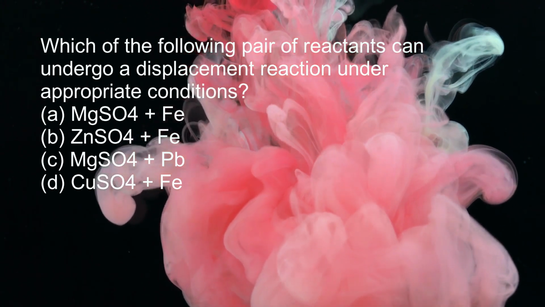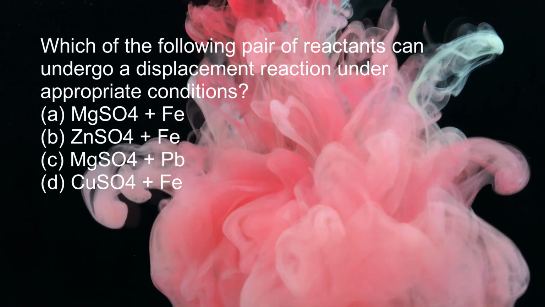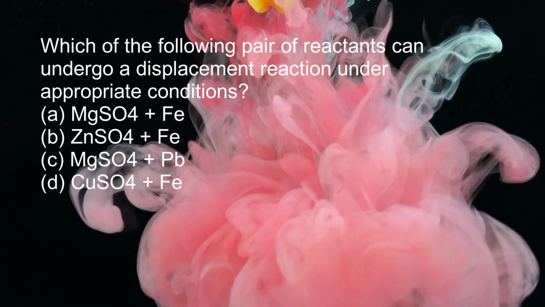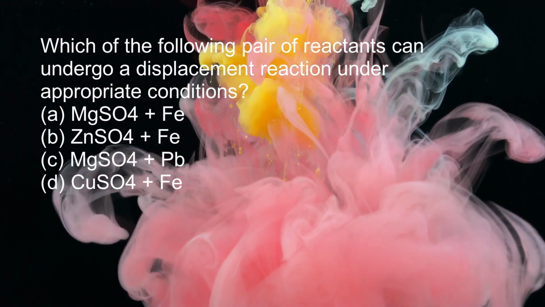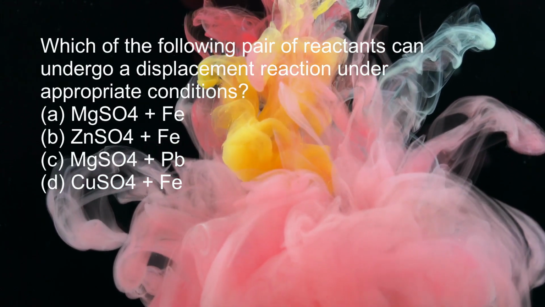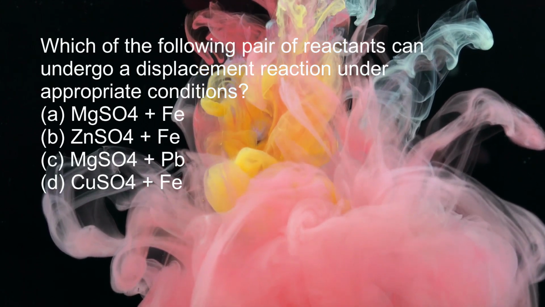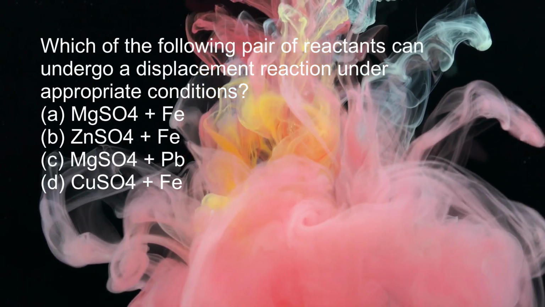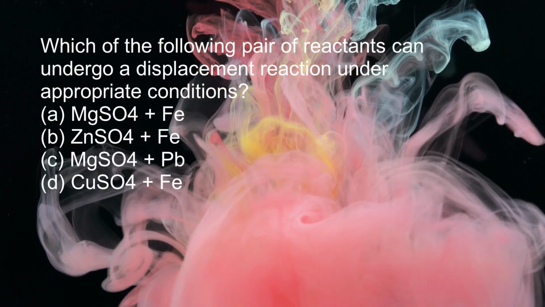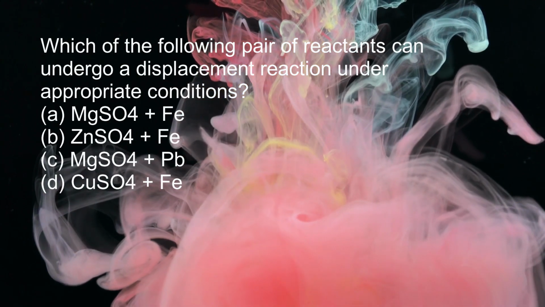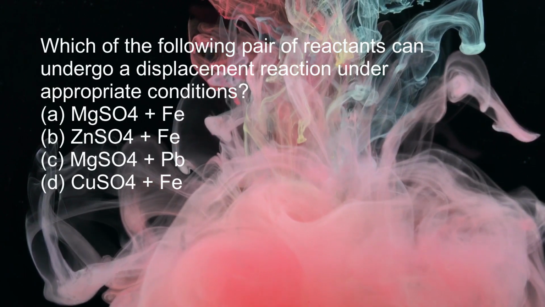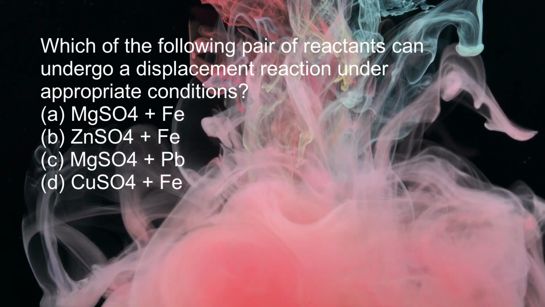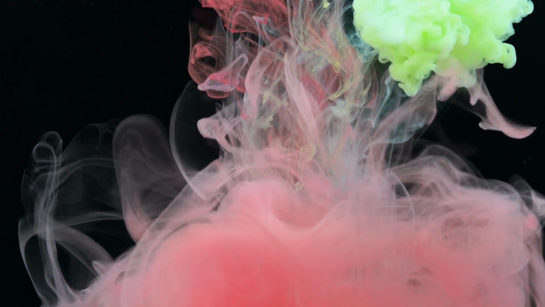Which of the following pairs of reactants can undergo a displacement reaction under appropriate conditions? A. MgSO4 plus Fe, magnesium sulfate and iron. B. ZnSO4 plus Fe, zinc sulfate and iron. C. MgSO4 plus Pb, magnesium sulfate and lead. D. CuSO4 plus Fe, copper sulfate and iron. Answer, option D. Iron, Fe, is more reactive than copper, hence iron displaces copper from copper sulfate solution.